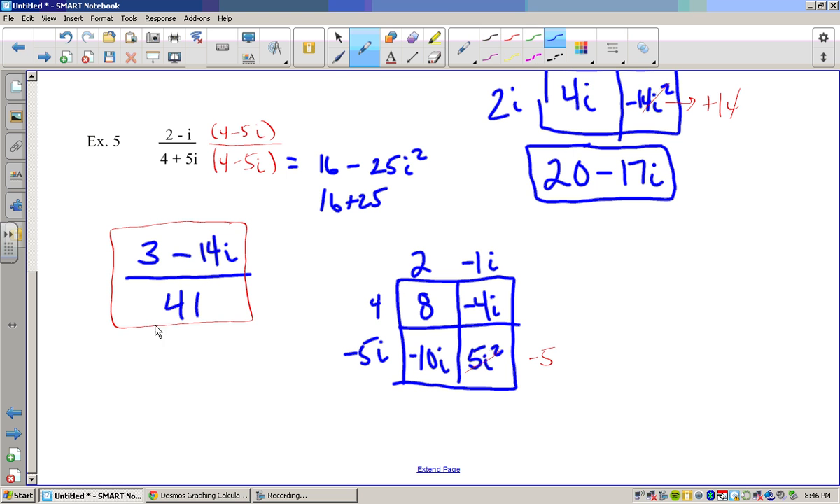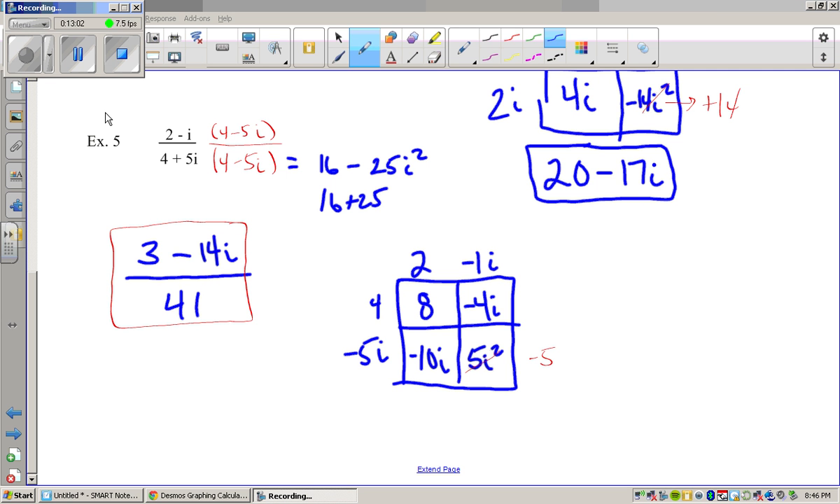So that's your complex numbers, your imaginary numbers. Those are all the processes we've dealt with in this chapter. And that's what we're looking forward to doing. So next video, we'll deal with our solving by square roots.